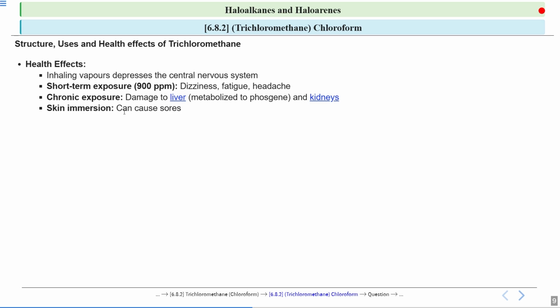Skin immersion can cause sores, so it can also affect your skin. The effect on your health by the exposure of chloroform is also by contact via your skin. So if chloroform comes in contact with your skin, it can cause sores, red rashes, or a pimple type of thing on your skin.